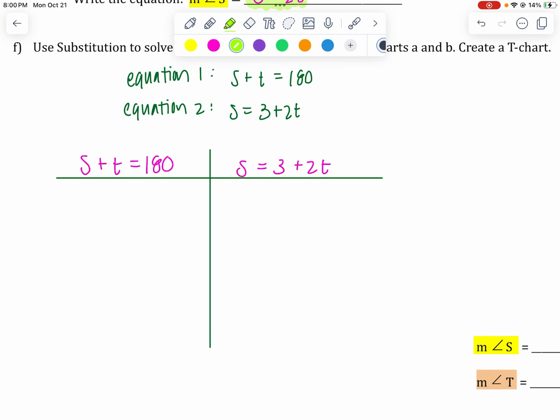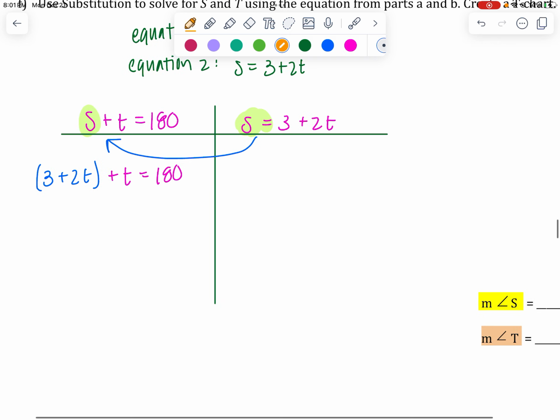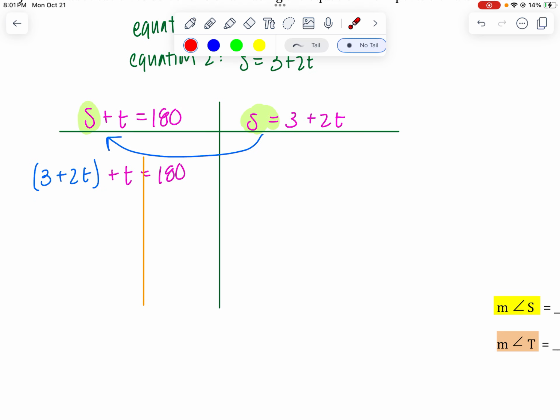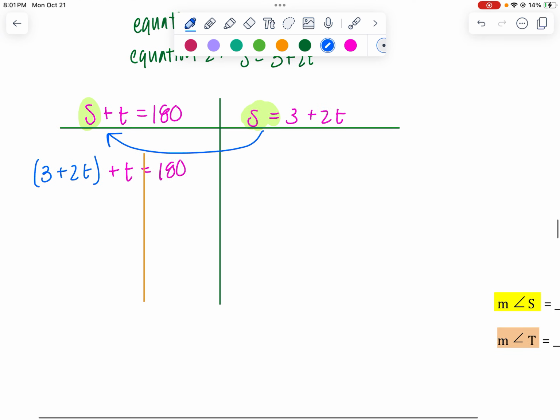Okay, S is by itself, so I literally can go ahead and substitute it right in. Easy peasy lemon squeezy. This gives me 3 plus 2T, and I'm going to add the rest, plus T is equal to 180. And then we can go ahead and solve. There's nothing to distribute, so I can just drop my parentheses. So it's 3 plus 2T plus T is equal to 180.